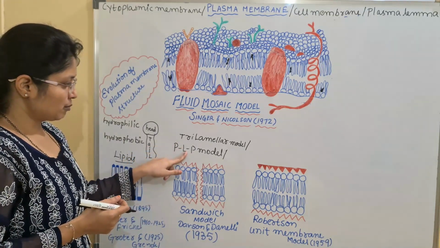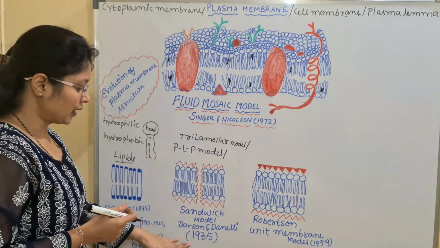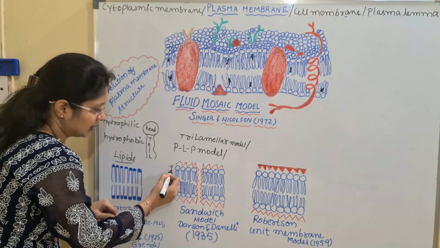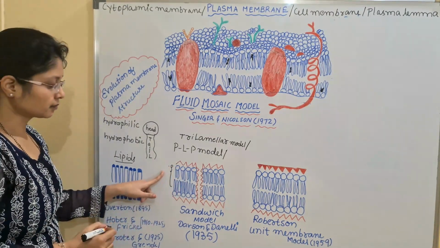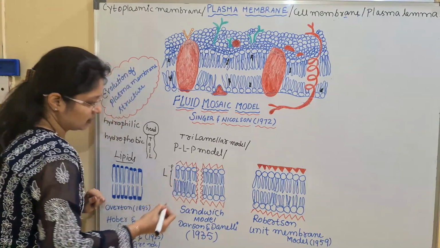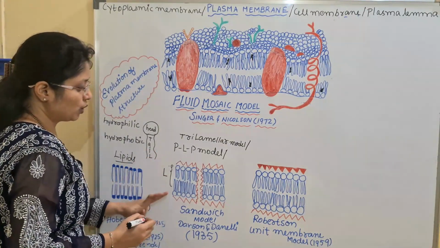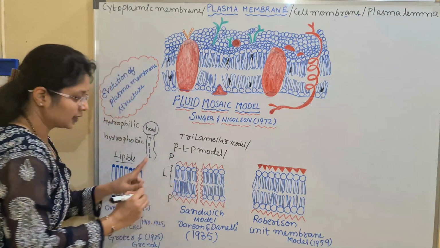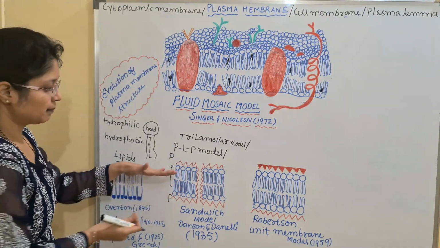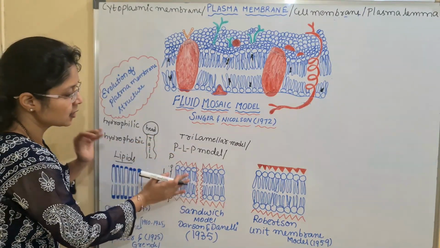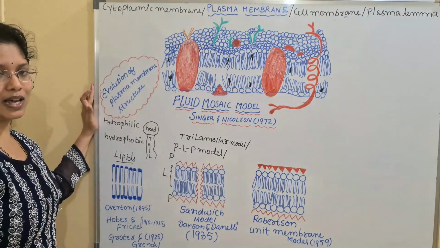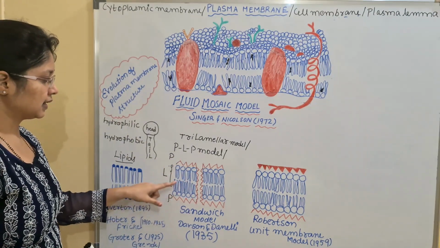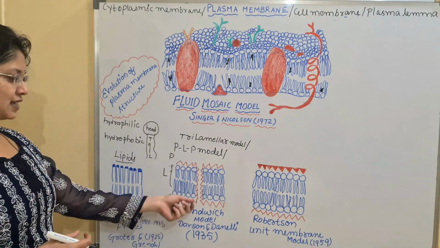And next we have the PLP model, the trilamellar or sandwich model. According to Davson and Danielli, the lipids are arranged in a bilayer. So this is the bilayer, and this is called L, the lipid layer. And we have two other layers, which are the protein layers, present above and below this lipid layer. So lipids are sandwiched in between these two protein layers, and hence this is known as the sandwich model, as they have three layers: 1, 2 and 3. So this was the discovery of Davson and Danielli.